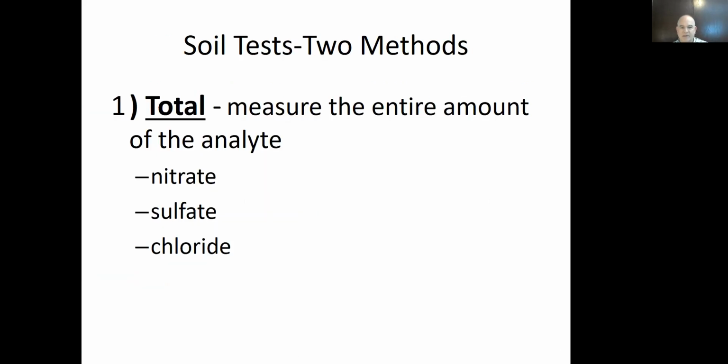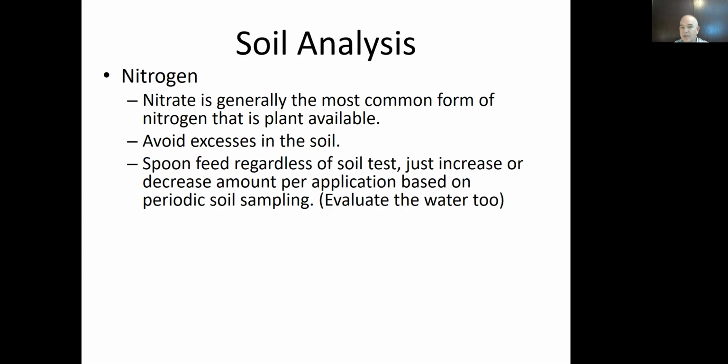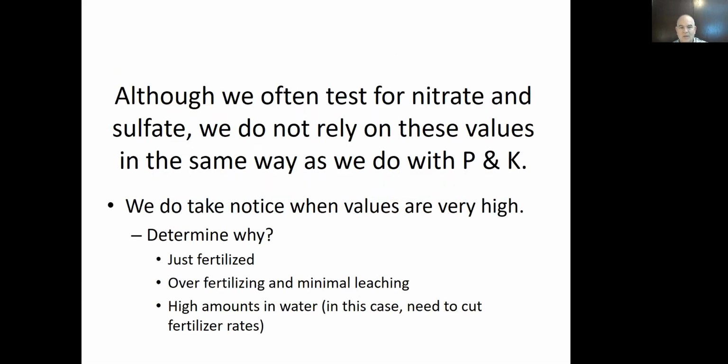So again, coming back to this, I'm measuring the total amount, and I do look at it. For nitrogen, nitrate is generally the form that's plant available. So that's why we test for it. We want to avoid excesses in the soil. So I do look at the soil test, and if it is really high, I'm asking myself why. In general, we want to spoon feed this throughout the growing season, so we don't want these big spikes. It'd be nice if we could just steadily supply that.